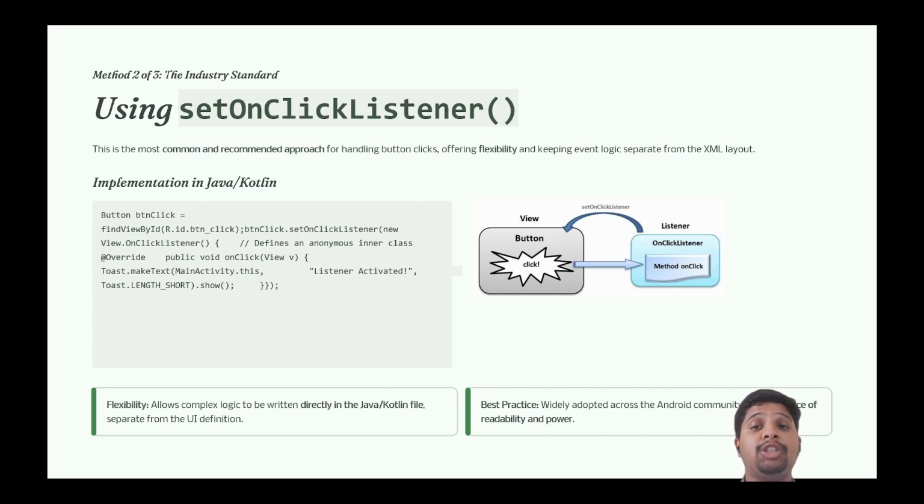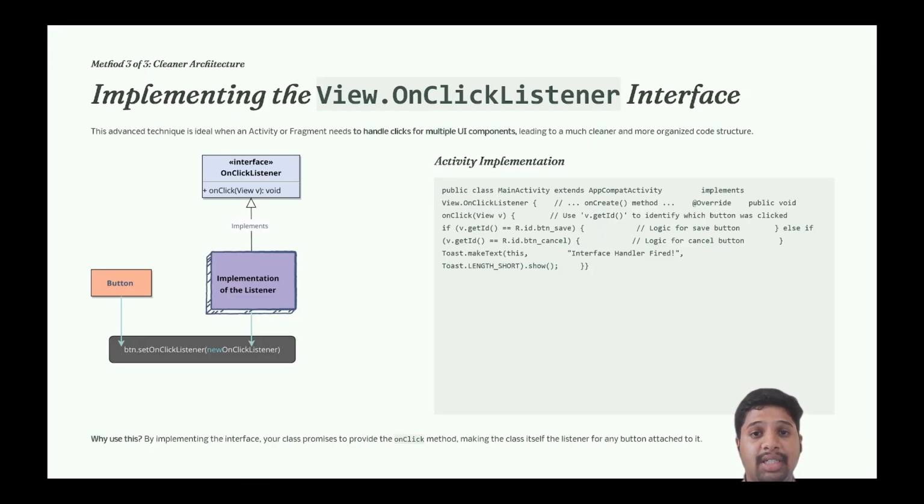Now this approach makes your XML code separate from your event logic, which is Java or Kotlin. It gives developers much more flexibility and control. You can add many conditions and complex logic or even trigger animations all inside the listener. That's why it is called the industry standard for handling click events. So now let's go to the third method. It is a cleaner and more organized approach, implementing the View.OnClickListener interface.